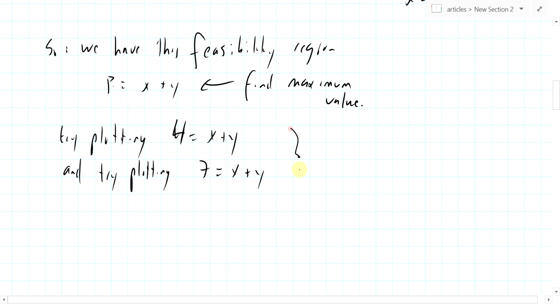Note one thing here. These are parallel lines. They've got the same coefficients on x and y, and that's what the slope is. It's just the ratio of the coefficients of x and y. They have different y-intercepts, right?